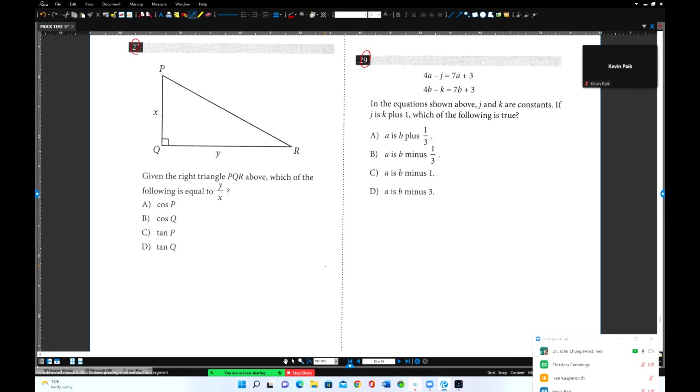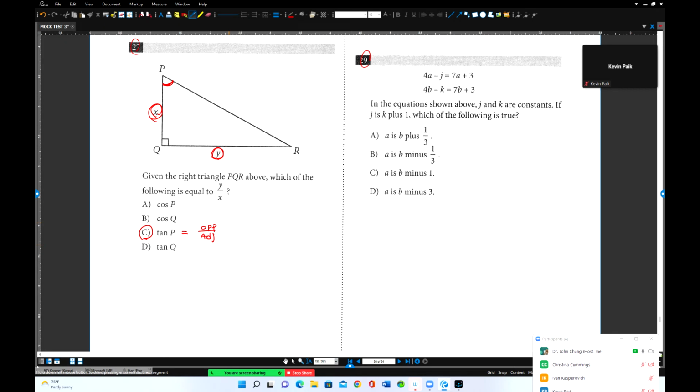27, okay? All right, so which of the following is equal to y over x? Y over x, tangent p, isn't it? Tangent p over here, opposite over adjacent. That is the value of tangent. Y is opposite, x is adjacent for these angles. Okay, tangent p is the answer. Number 27, C is the answer. Number 28.